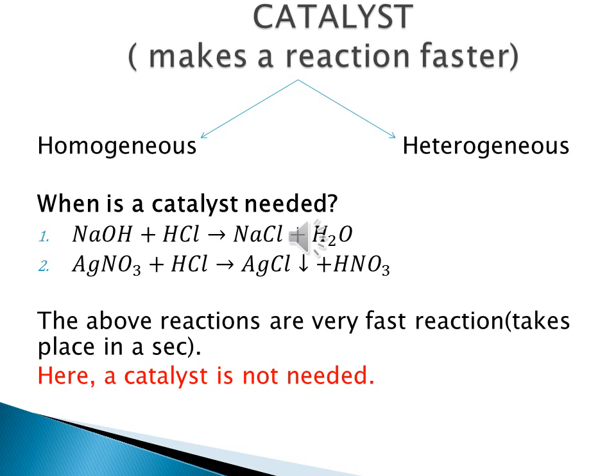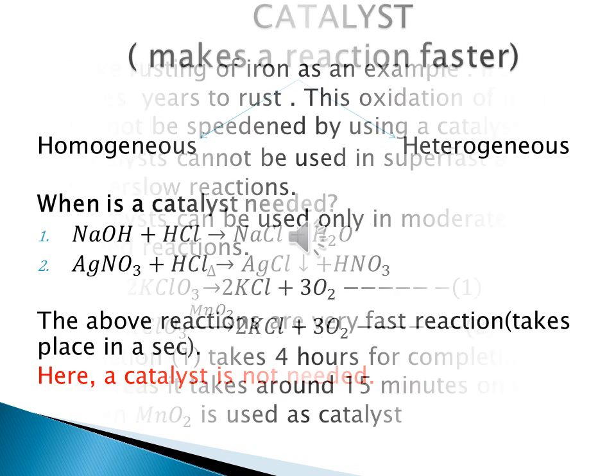Now we are coming to the next topic, catalysts. What is the work of a catalyst? A catalyst is generally used to make a reaction faster. We'll come to that. Catalysts are of two types, homogeneous or heterogeneous. But before that, let us see why a catalyst is needed. Take these two reactions: sodium hydroxide with HCl and silver nitrate with HCl. These reactions by themselves are very fast, they take place in a few seconds. So do you need a catalyst for this sort of reaction? No, a catalyst is not needed.